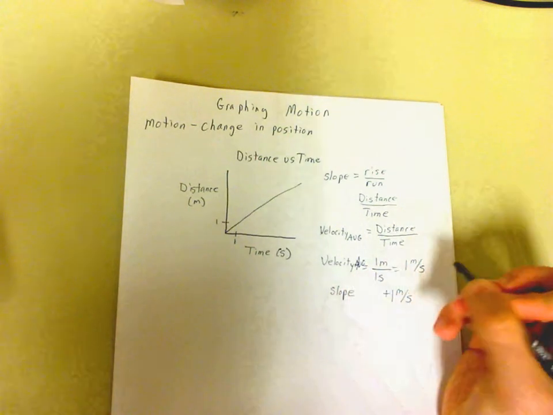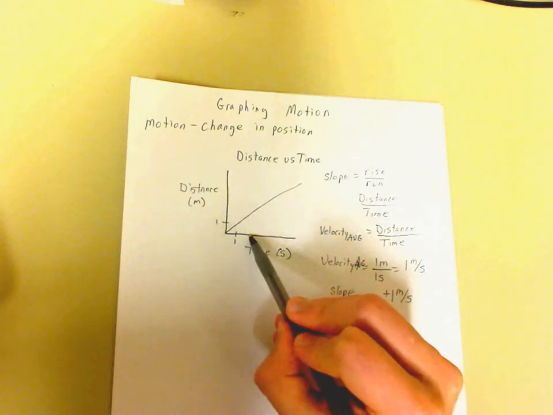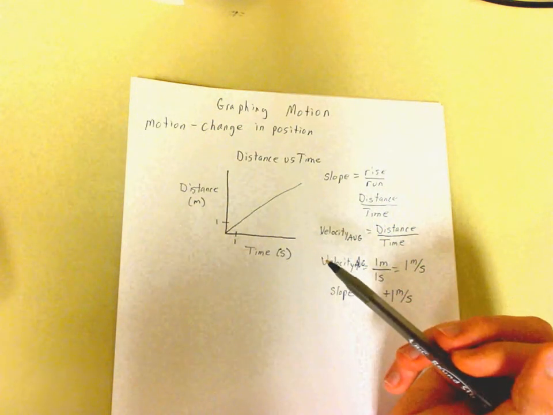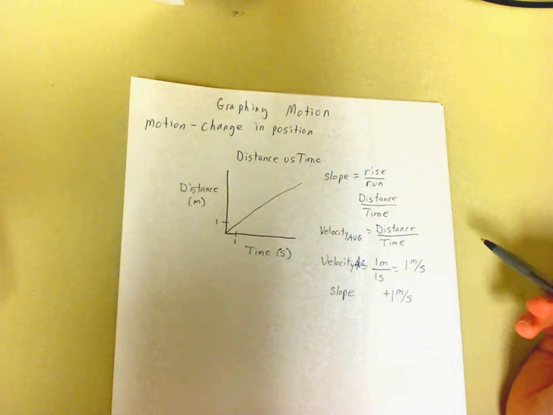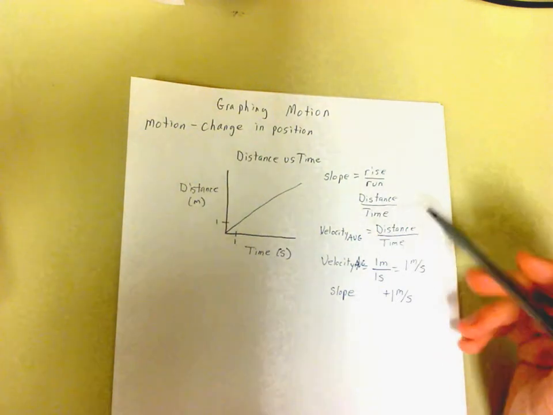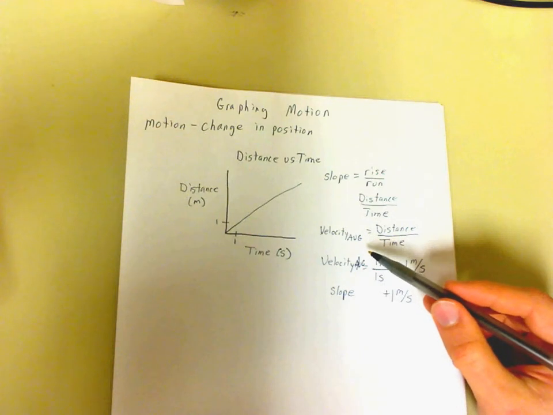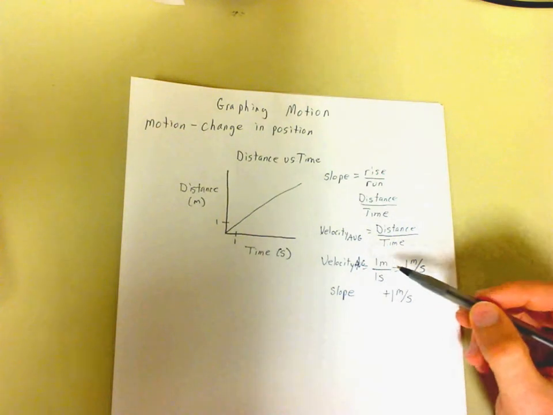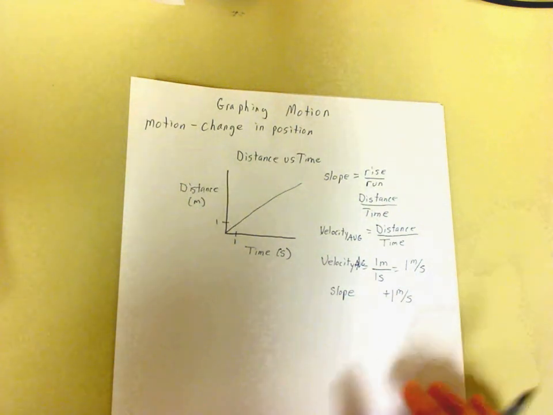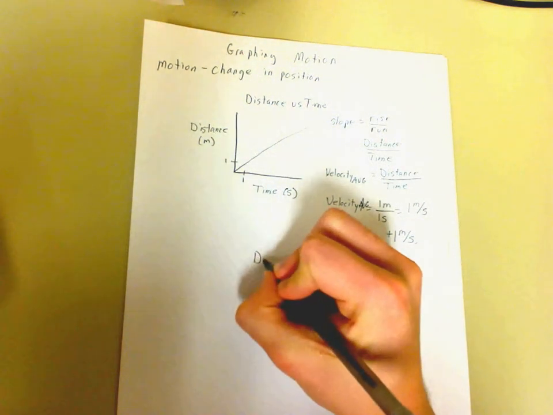Because it just goes 1, 1. If we had 2 and 2, or 3 and 3, it would all be on the same slope, all on the same line. So that is how we graph motion. And this is just an object that's moving 1 meter per second. Now let's look at another example. So we'll set up our graph again, distance versus time.